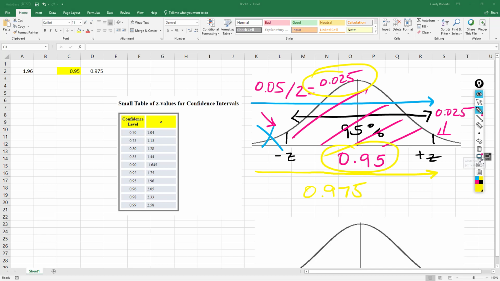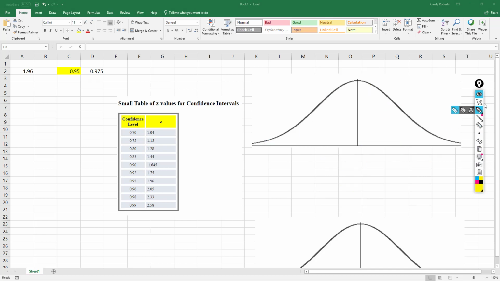The key to this is understanding these are Z values, right? So what I've done is I've said this middle is 95%. I got 1.96 for the upper Z value. Well, this is minus 1.96.